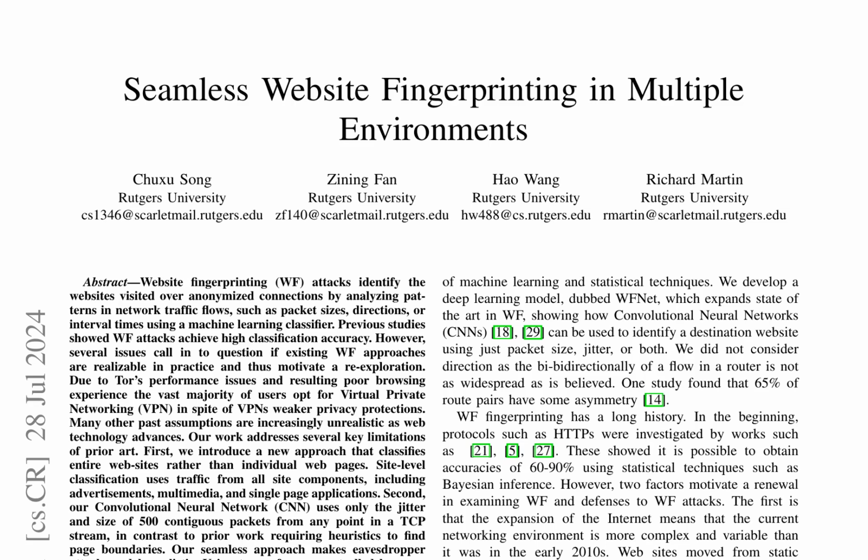WF-Net utilizes a convolutional neural network, CNN, that operates on jitter and packet size features from any point in a TCP stream, achieving over 90% accuracy in identifying websites. The paper highlights the importance of having a comprehensive training set that is representative of various network environments.